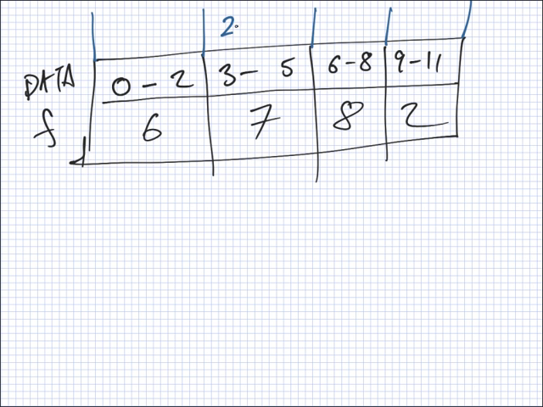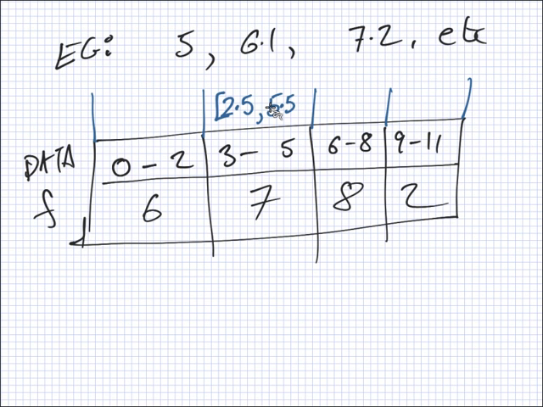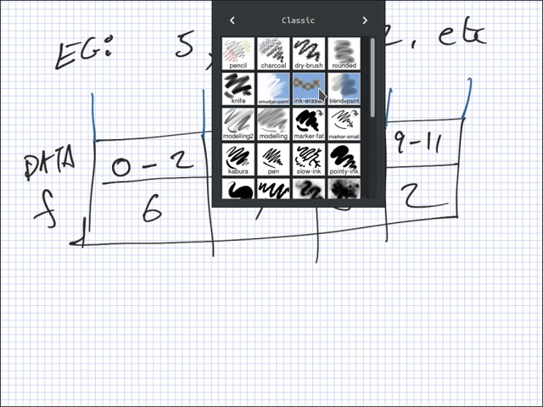So what is the absolute smallest number you could have that would qualify to go into this box? 2.5. Including or not including 2.5? Including. And what is the absolute biggest number that would allow it to go into this box? 5.5. But open. So your 5.49 would be okay. So you see what we're doing?